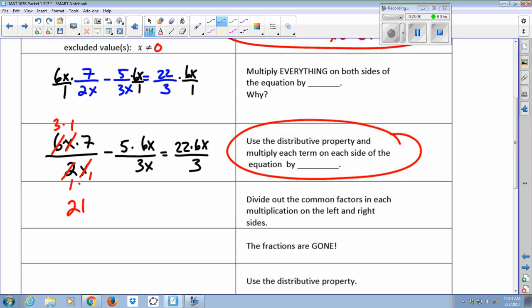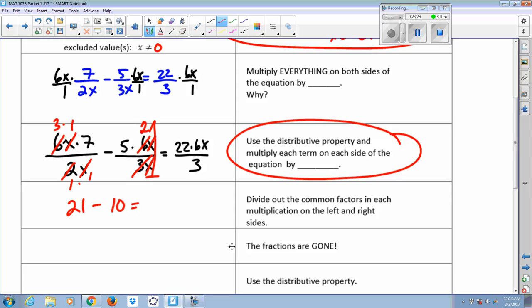Hey, I like looking at that a lot better than a fraction. And in the next one, what's common? The x's, x over x creates a nice big factor of 1 that you're dividing out. And 6 and 3 contain a factor of 3. So you divide each by 3, you get 2. And so now you have 5 times 2, which is 10.